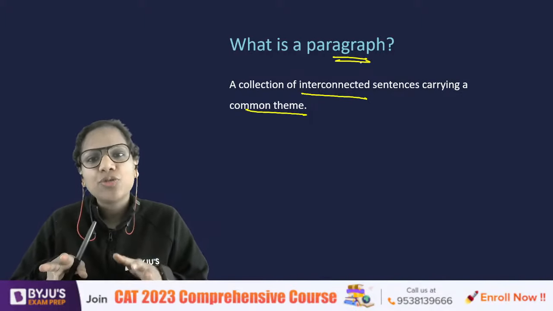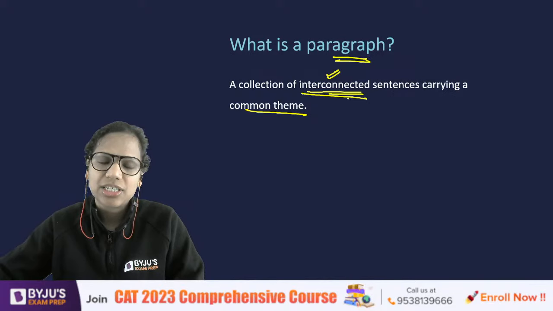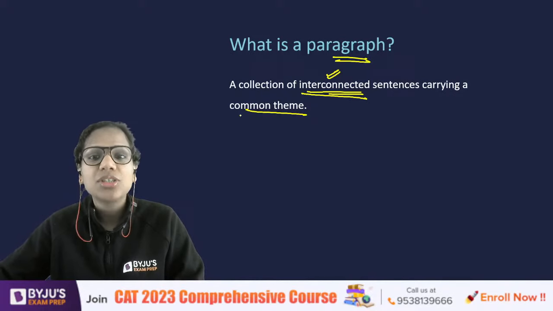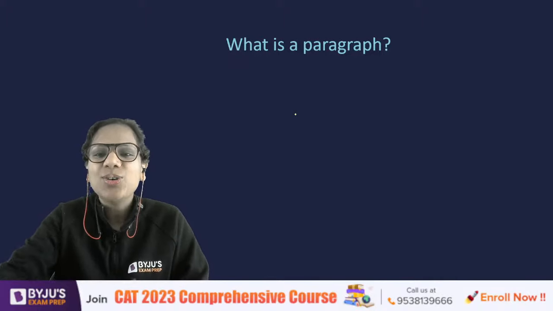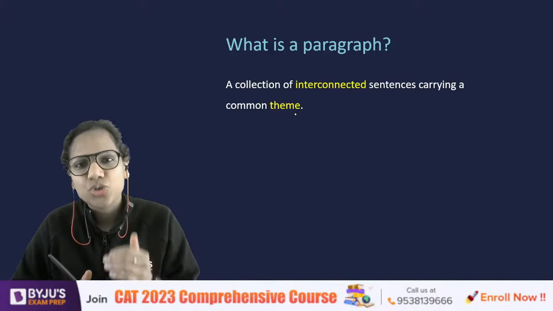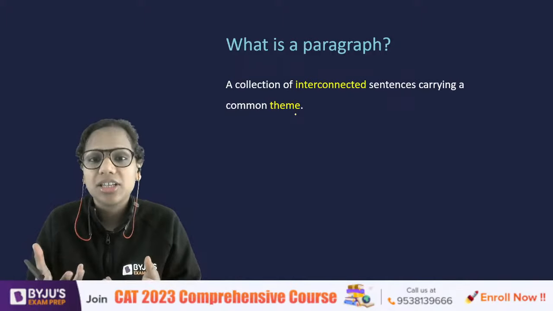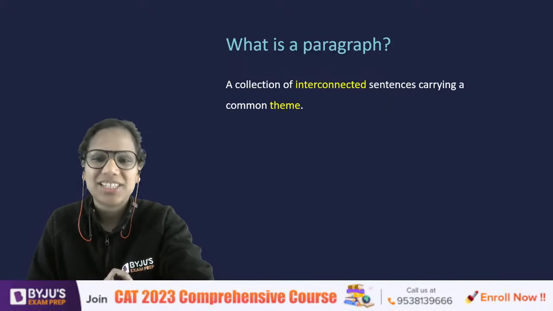So you have to first of all understand that a paragraph will always have interconnected sentences. You have to spot these connections. And how will you spot these connections? Once you understand what the paragraph is about. So understand the interconnectedness of sentences, how they should be organized, and what is their theme, and you are sorted in these questions.